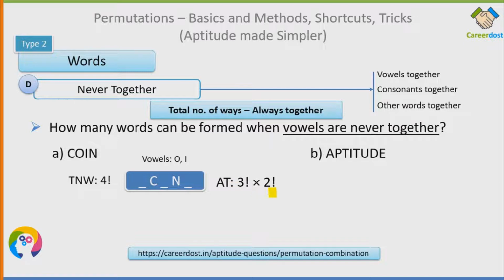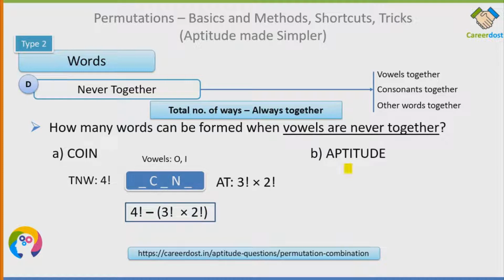So that's how we do always together, as we were doing earlier. The only difference here is that we will just subtract it from the total number of ways. So the answer will be 4 factorial minus 3 factorial into 2 factorial. So this is how we do it when it's never together. Once you solve it, you will get the answer.